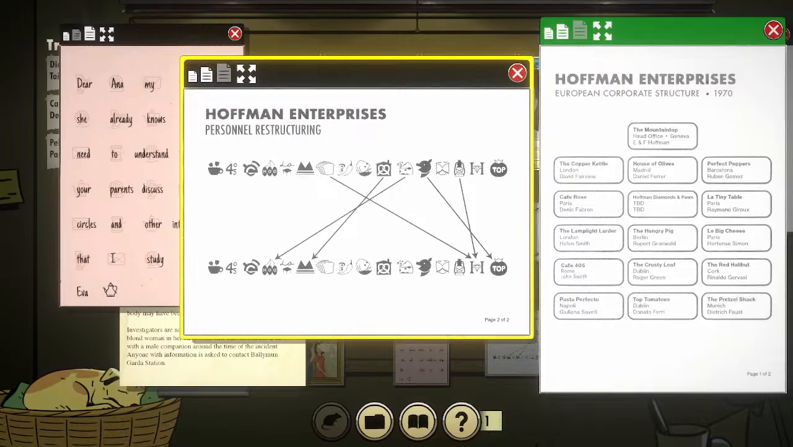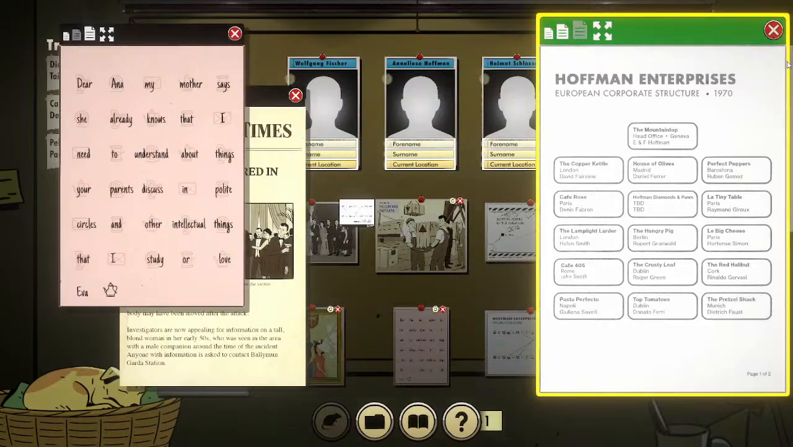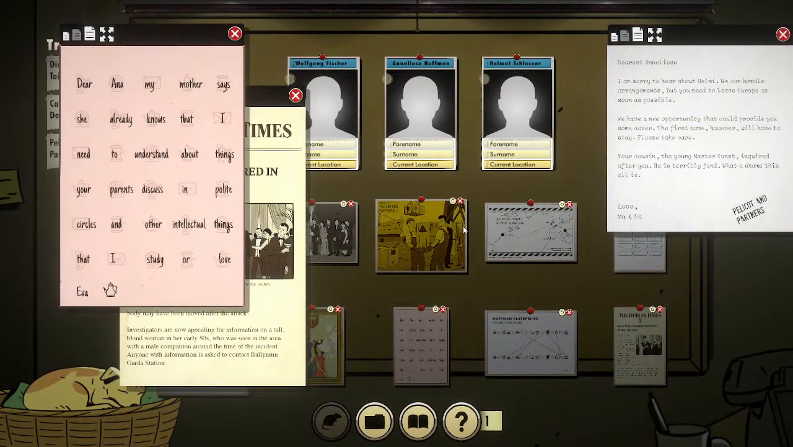The dolphin. Is that a dolphin? Oh no, the Hungry Pig. The Hungry Pig. Berlin. Rupert Grunwald goes to Top Tomatoes. Is that what it's going to be called? Top Tomatoes. Guess the whole name without even needing to see it. Dublin, Donato Ferry. Okay, so now we have all the connections. I don't know what I'm going to do with that information, but I've organized it for later.